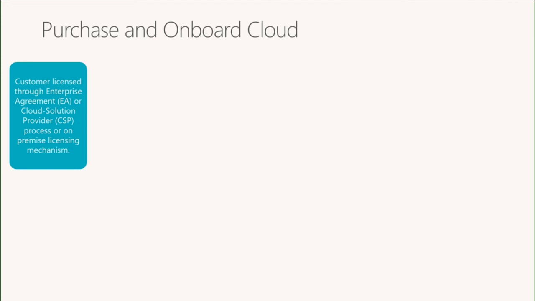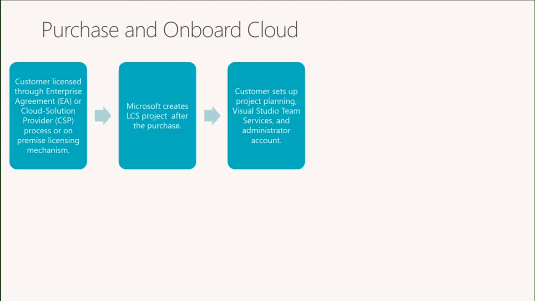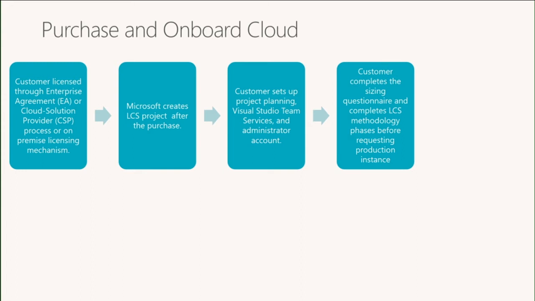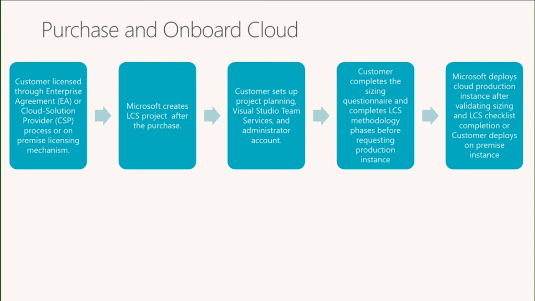How do you purchase and onboard to cloud? Most of you may already know this, but for the sake of completeness and for anybody new in here, I'd like to take you through that experience. Just like you purchased through the volume licensing channel for on-premises, you will purchase through volume licensing or through the CSP portal for the cloud.